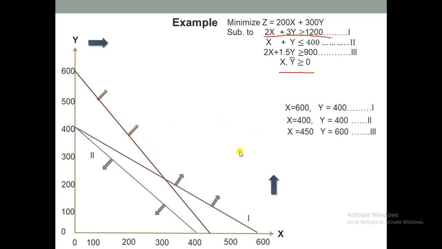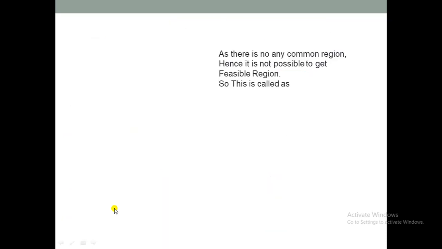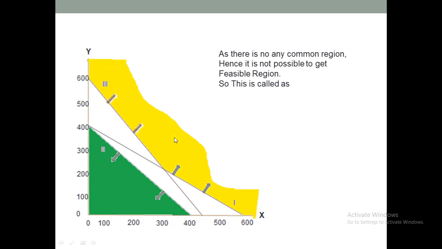Okay, so now the first equation is showing above the line, the second is showing below the line, the third is showing above the line. Now we will have to find a common region, which is called the feasible region. These lines are showing above the line, these lines are showing below the line, so there is no common region. So I have written here, as there is no common region, it is not possible to get a feasible region, because the common region itself is called the feasible region.